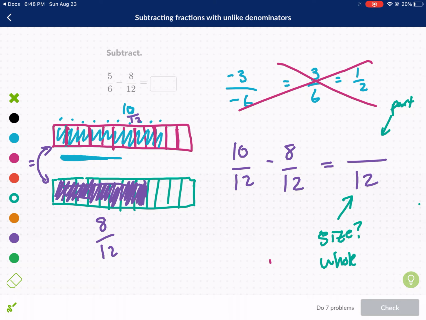What are we working on? What's the total? And the total is 12. There's 12 total pieces, and how many do we have left when we do 10 minus the 8? In this case, we did 10 minus 8, and we get 2 pieces left over. That's 2 over 12.